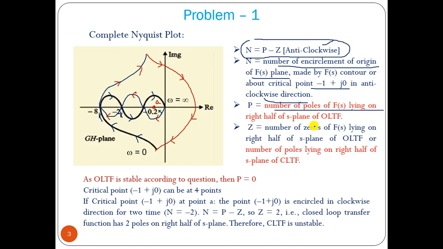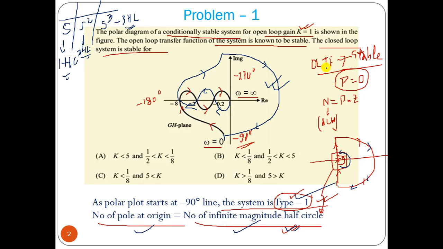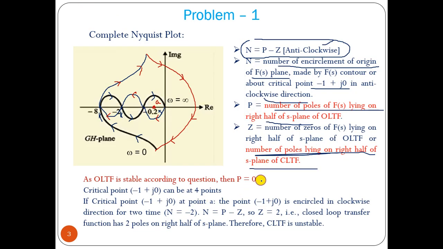P is the number of poles of the open loop transfer function lying on the right half of the S plane, and Z is the number of poles of the closed loop transfer function lying on the right half of the S plane. Now in this problem it is given that the open loop transfer function is stable, so P equal to 0. Now here we can have 4 points. This is 1 point, another point we can assume here is 3, and another is the 4th. We can assume 4 points here.